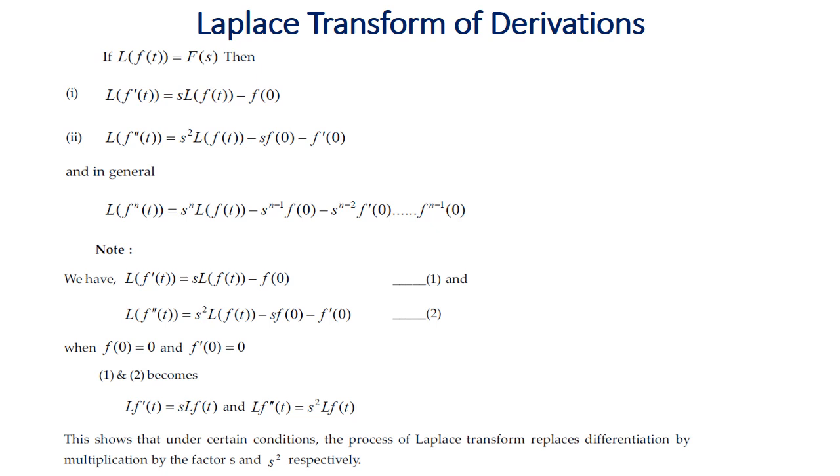In general, we state this as L of f n of t is equal to s to the power n times L of f of t minus s to the power n minus 1 f of 0 minus s to the power n minus 2 f dash of 0, up to f to the power n minus 1 of 0.